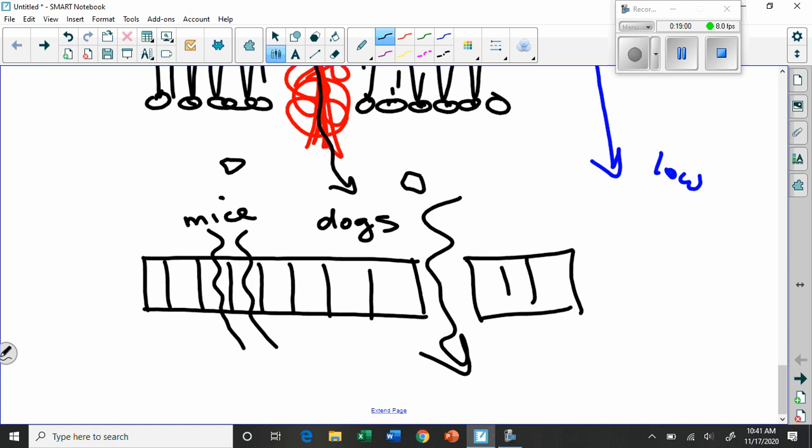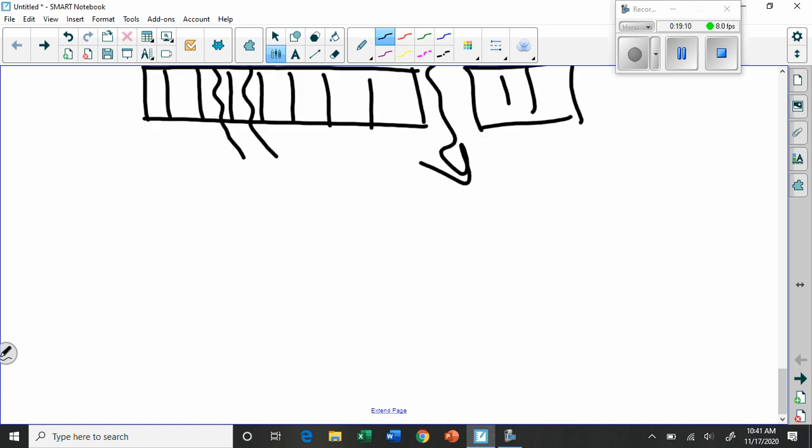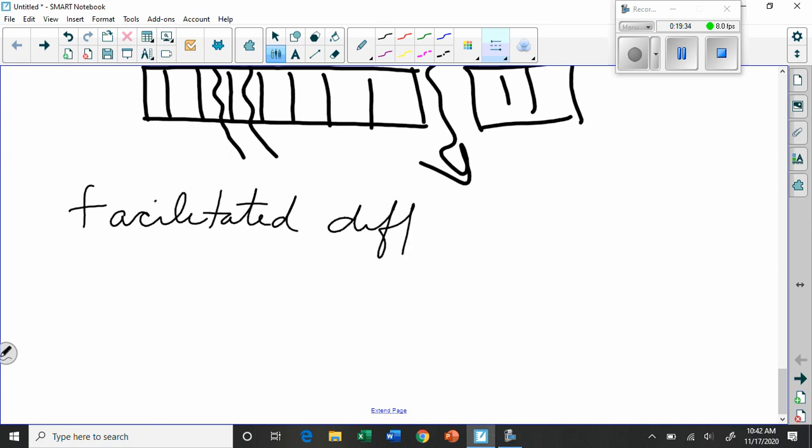It's still high to low, going down the gradient, but it requires the aid or the help of opening a channel in the proteins of the membrane. So we call that facilitated. Facilitated, whoops, let me spell that right. There's just a C in there. I'll just start again. The word facilitate means to help, right? Or to make happen. So facilitated diffusion is another way that cells can get stuff to happen.